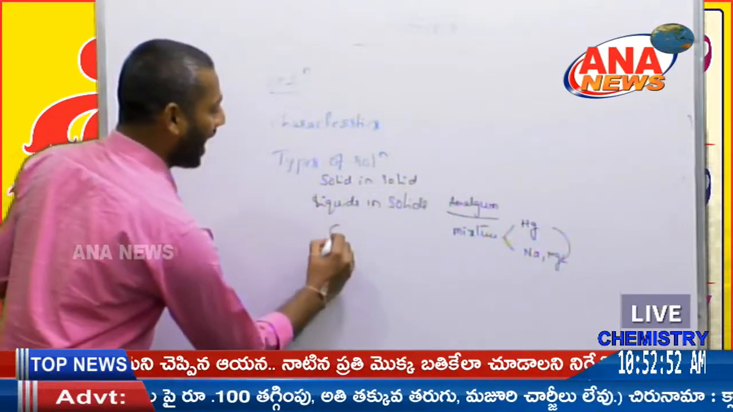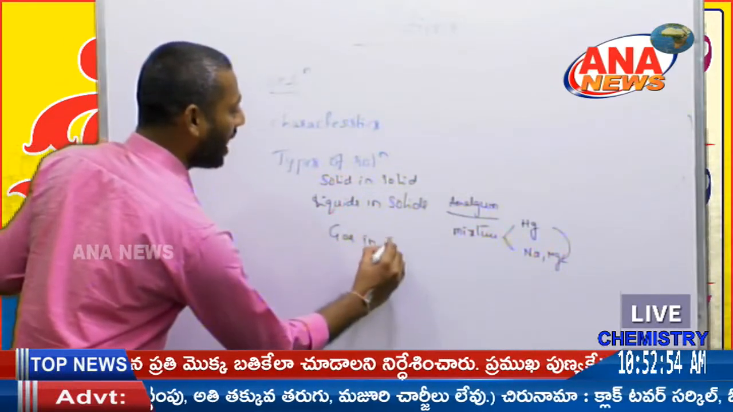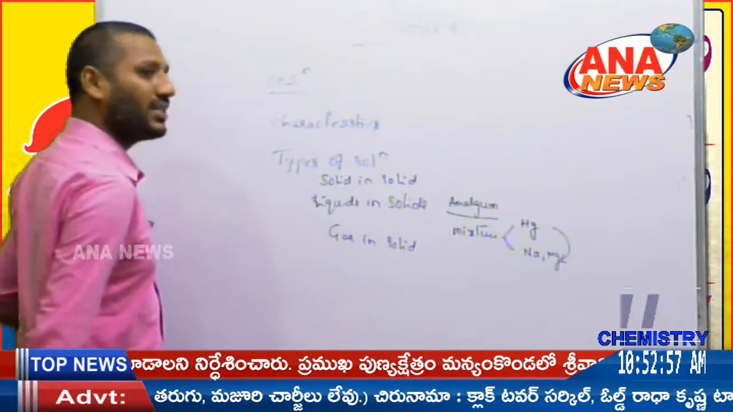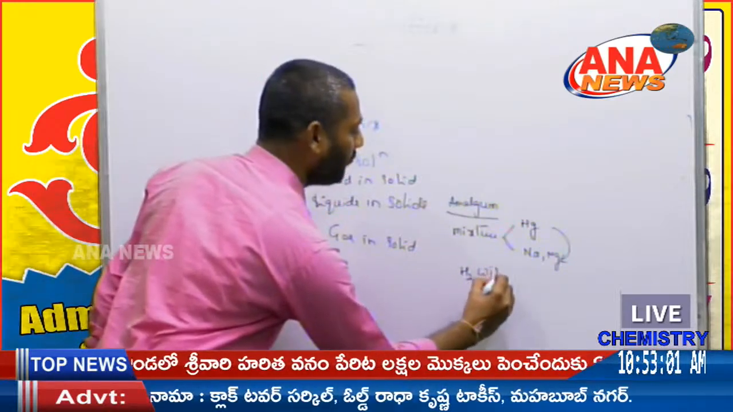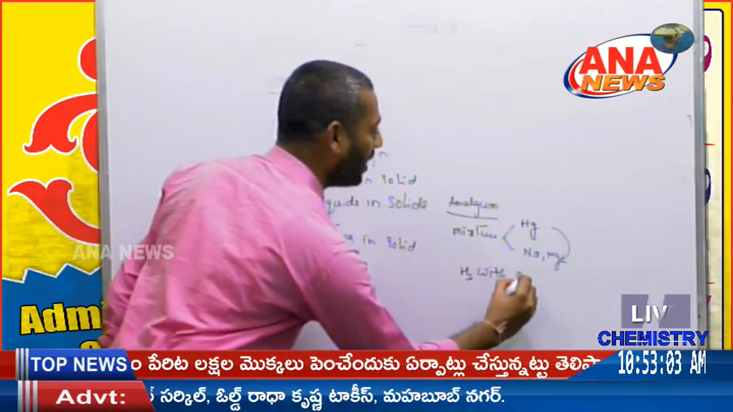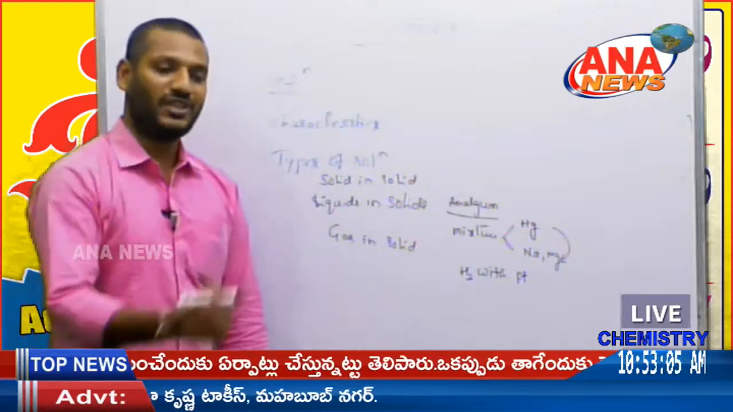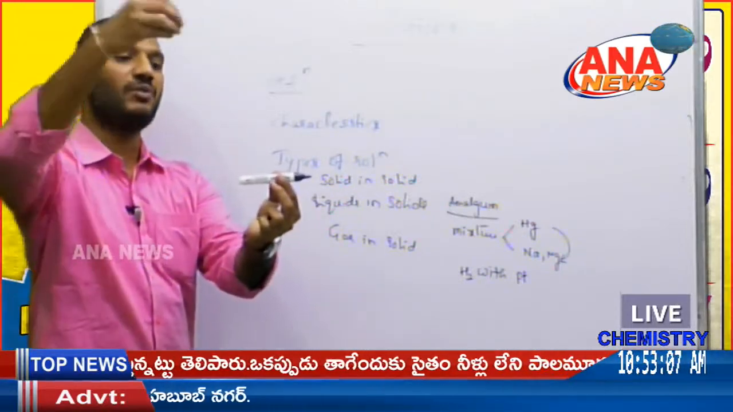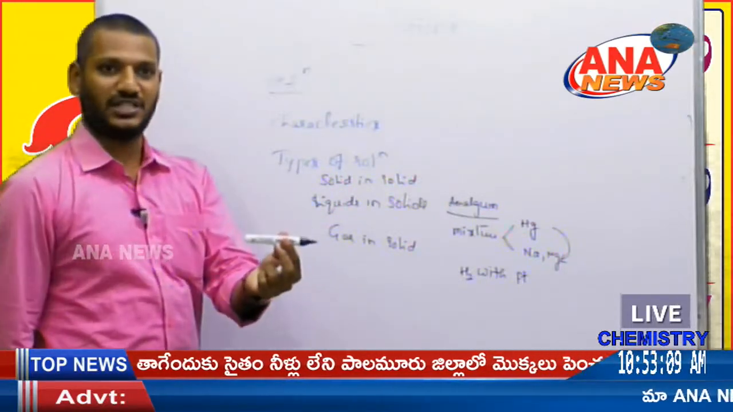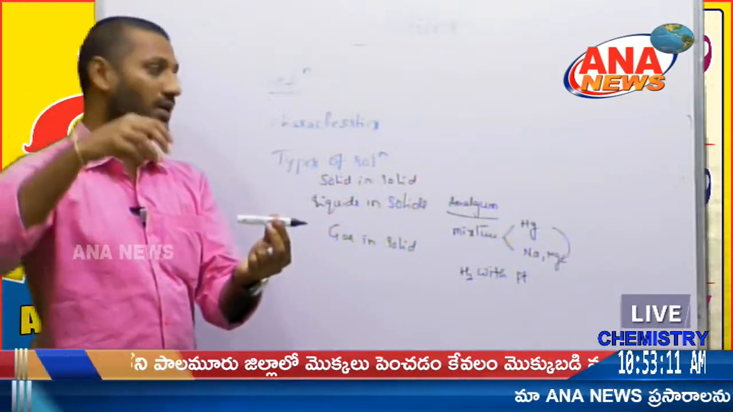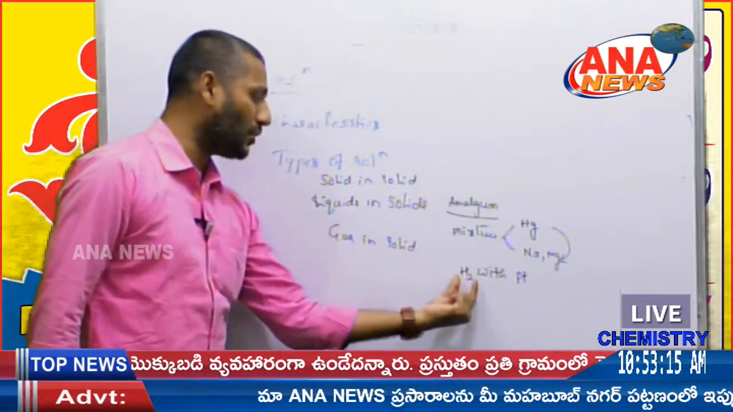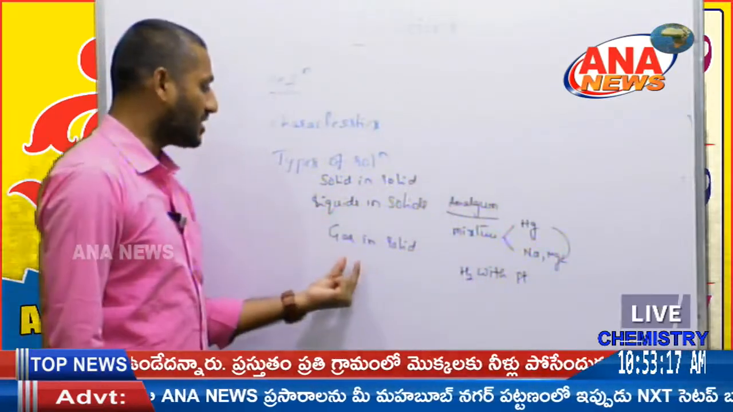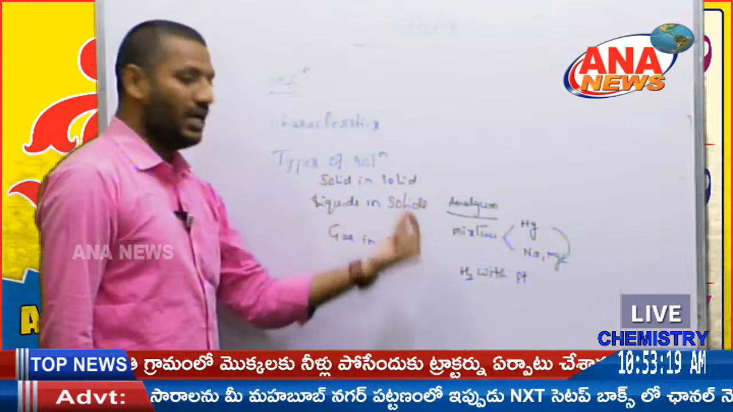Next one, gas in a solid. Gas in a solid is an example of the occlusion of hydrogen with metal, with any metal such as palladium or platinum. On metal surfaces, some gases will be occluded, like oxygen, which helps in rusting. So this is the occlusion of hydrogen with platinum. This is the example for gas in a solid.